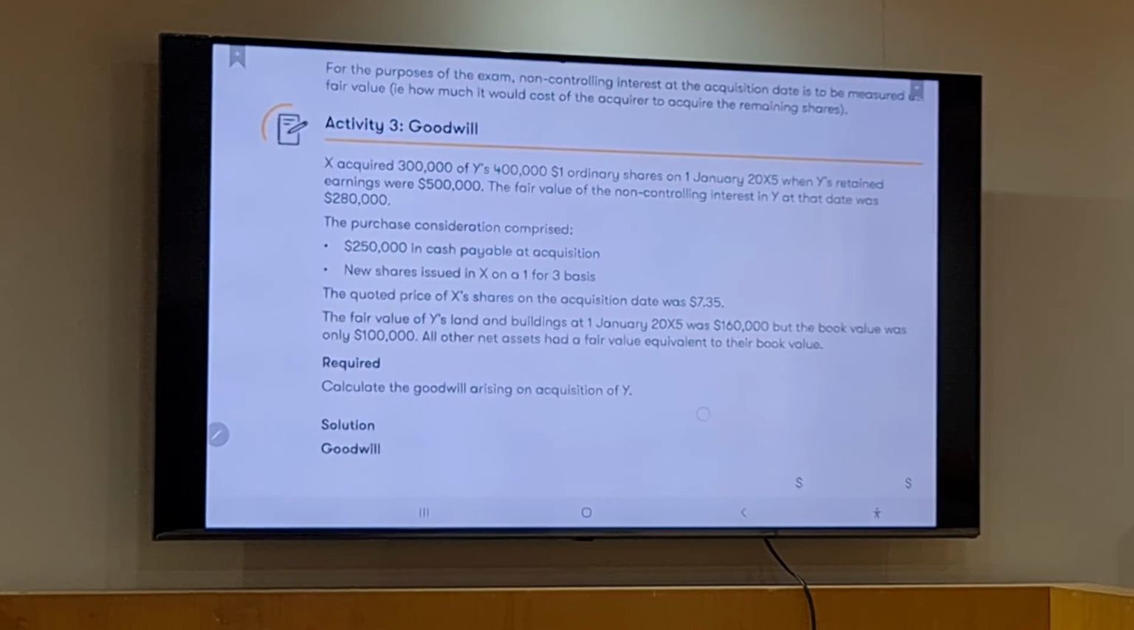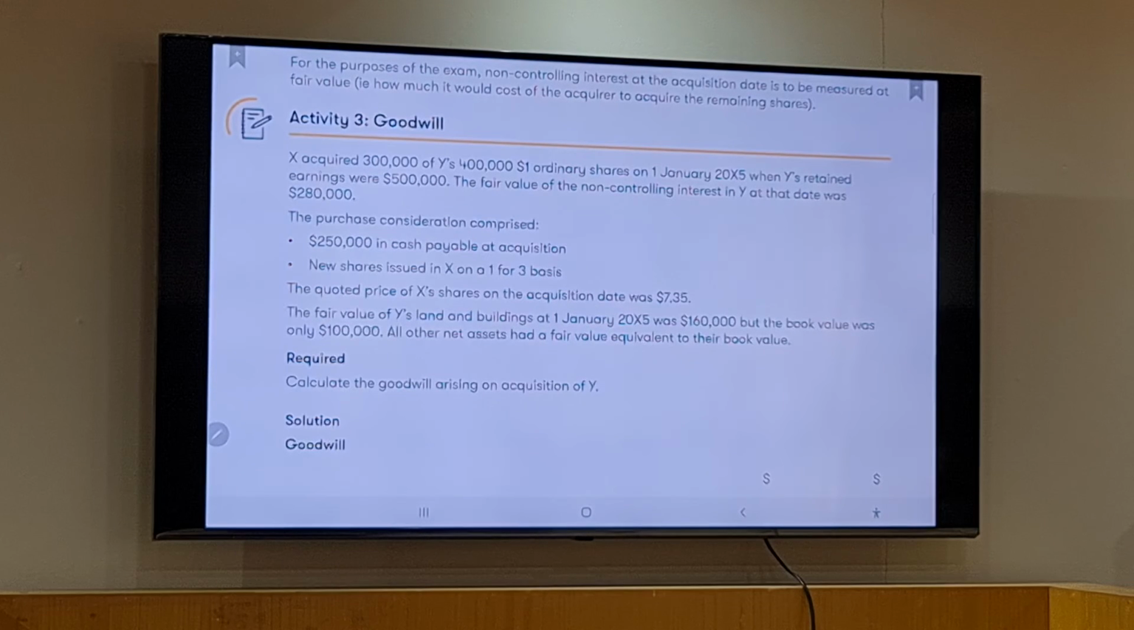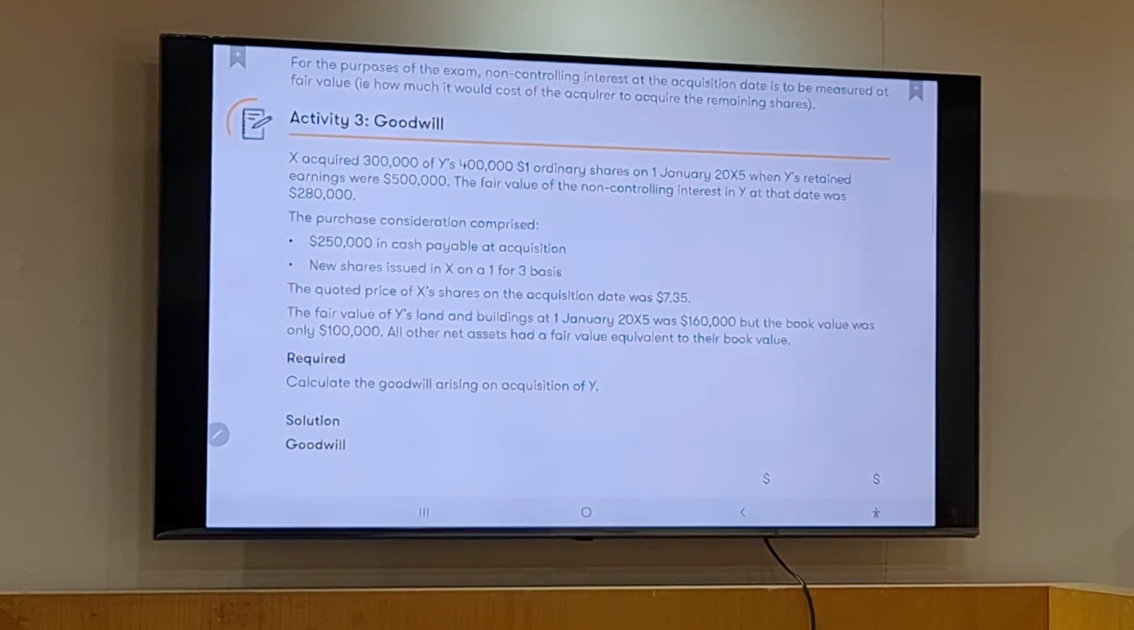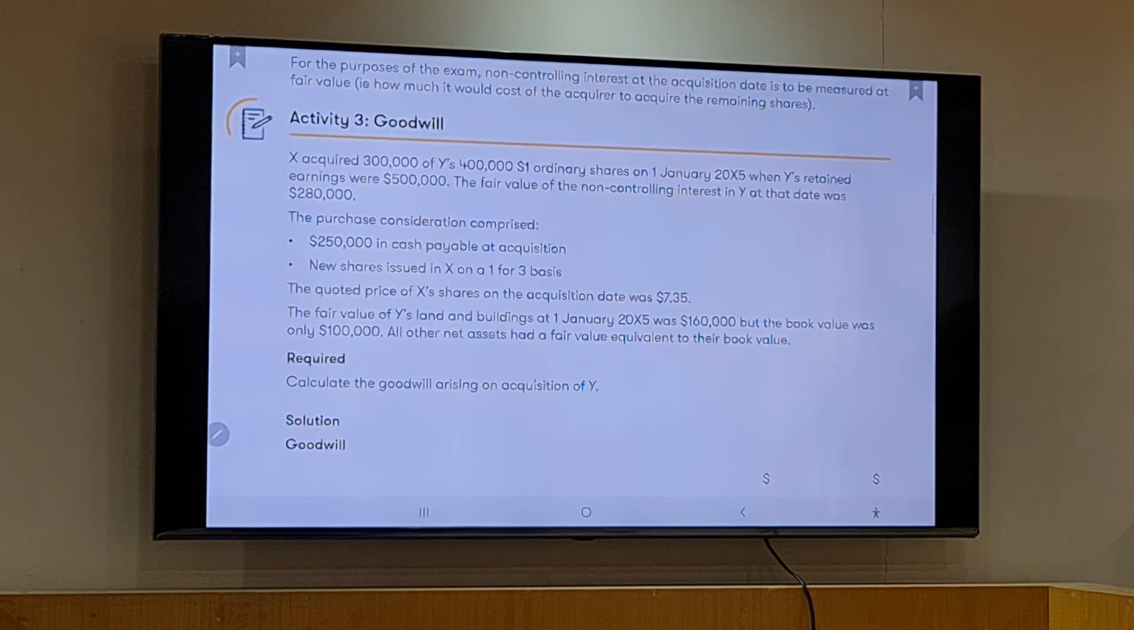Okay, we need to do this. Can you please? Here they are only asking you to work out the goodwill. So you just need to do working one and working two. So can you draw the group structure, please?